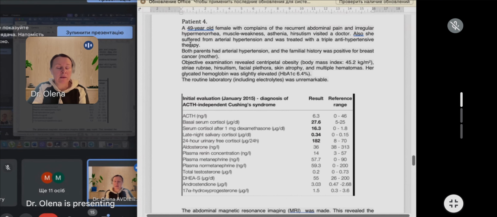And tell me, please, now, what is the reason for the disease in our patient? Is it Cushing disease or is it Cushing syndrome? And why do you think so?